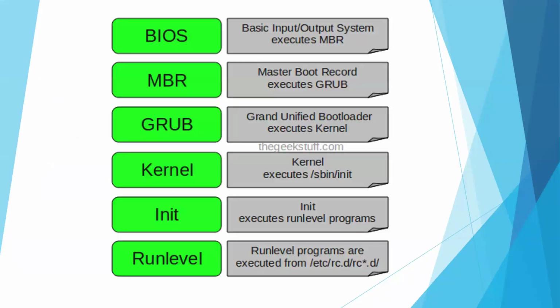If someone asks how many phases we have in the boot process, there are 6 phases. Start with the BIOS, then MBR, then MBR executes GRUB, then GRUB executes the kernel, then init, and then run level.